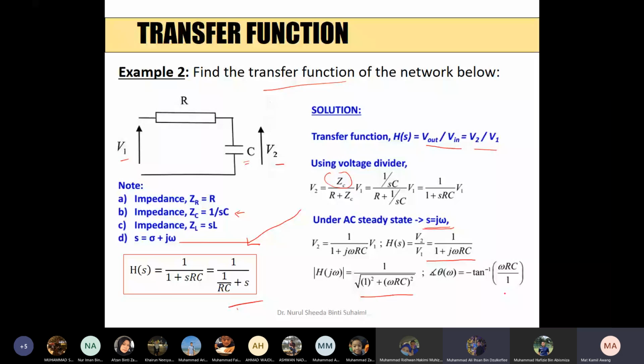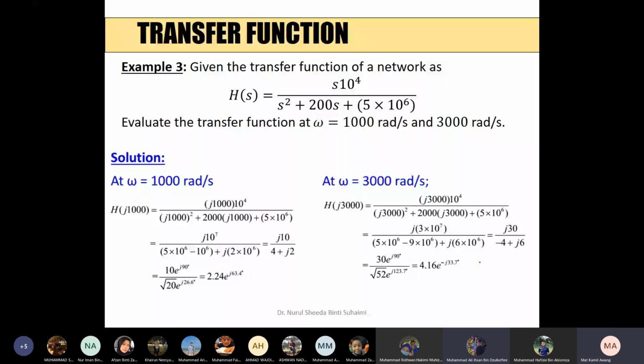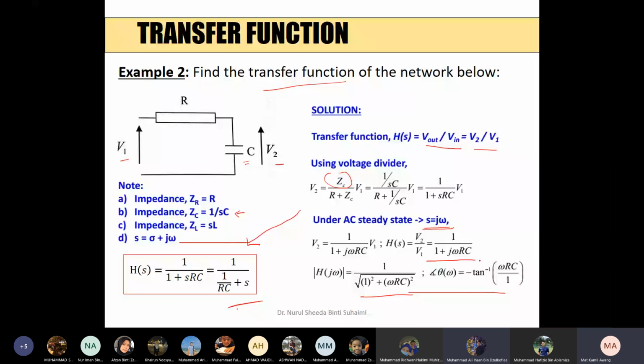Sir, I want to ask, why is it negative tangent just now? The one at the back, this one. This one you have to try to do on your own. But why? Try first.